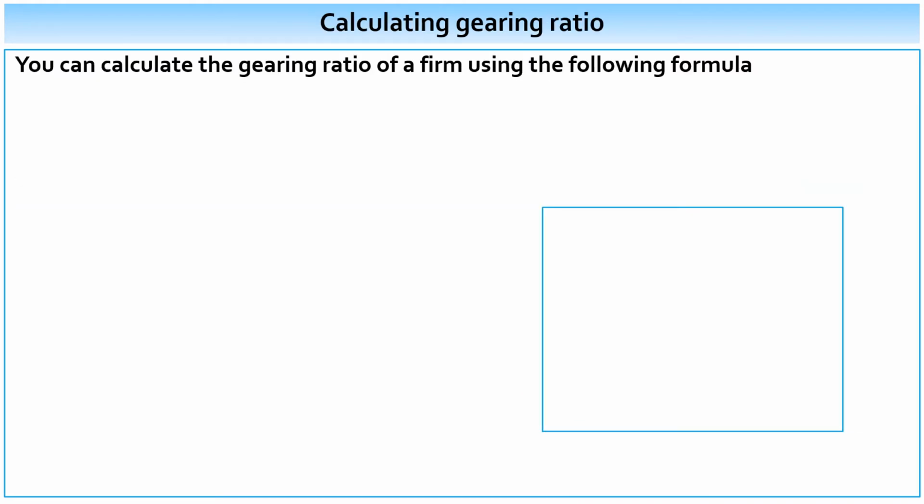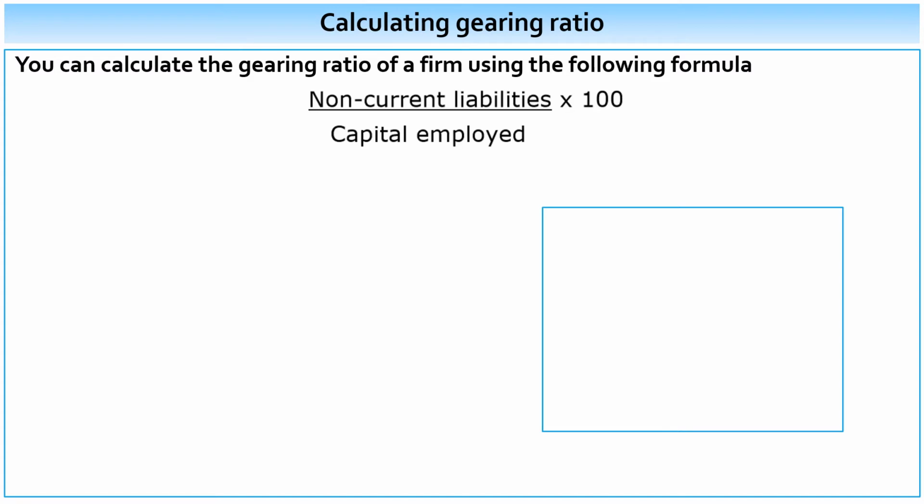So we calculate the gearing ratio of a firm using the following formula. We look at the non-current liabilities compared to the capital employed, and it's a percentage, so we multiply by 100. Non-current liabilities divided by capital employed multiplied by 100. And this gives us the gearing ratio. Remember that capital employed is the non-current liabilities plus the total equity.